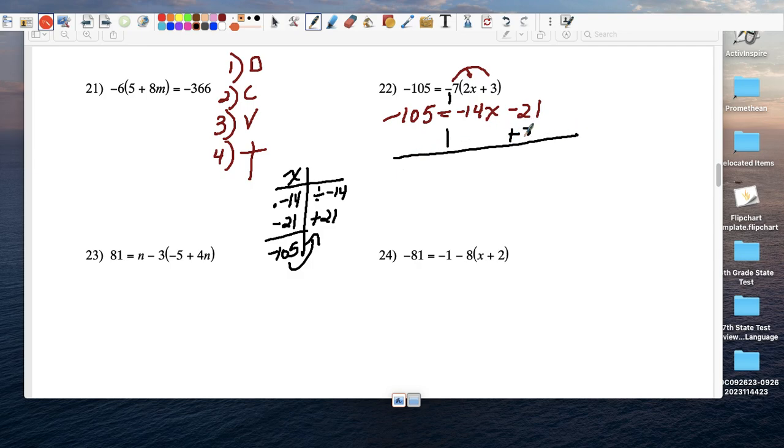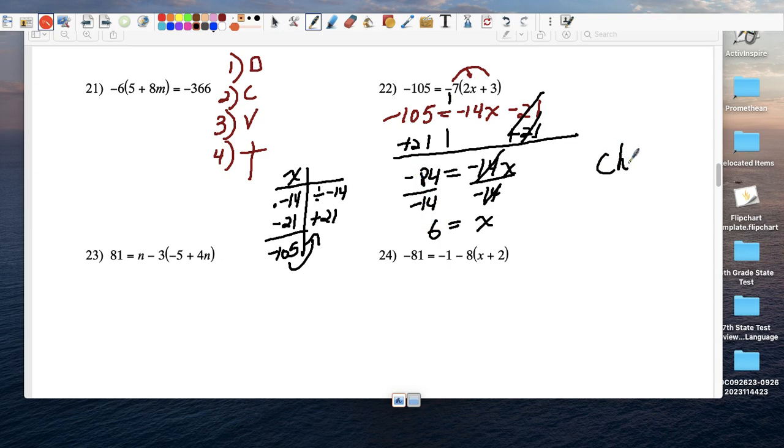So plus 21 first. This goes away because it's 0. Negative 14x comes down. And then this becomes, let's see, negative 84. Second thing we do now is to divide, right? It says here divide this side by negative 14, divide this side by negative 14. Negative divided by negative is a positive, or just in this case 1x. And then 84 divided by negative 14 is 6. Positive 6, because a negative divided by negative is positive.